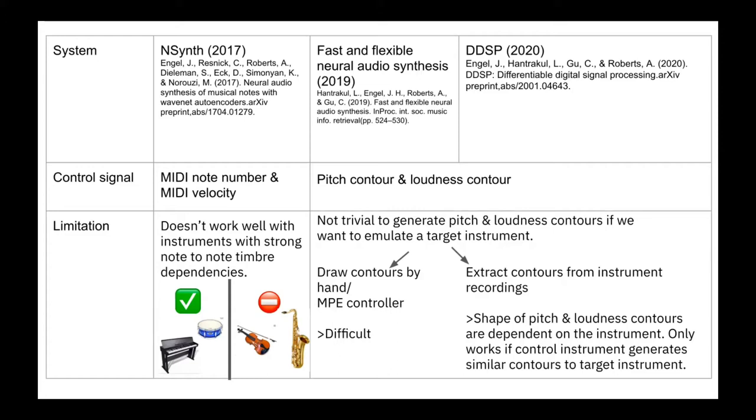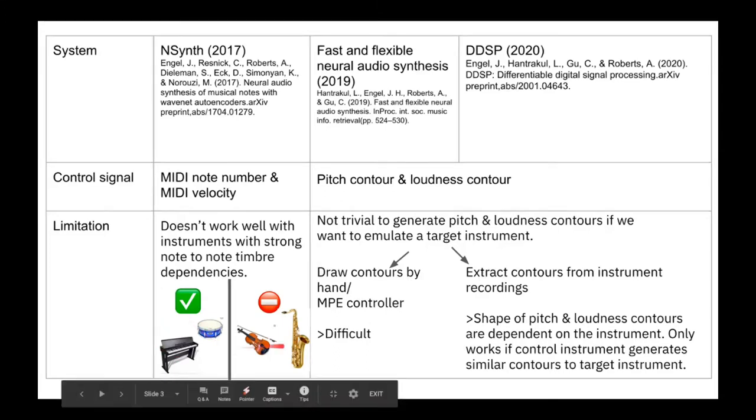However, if the shape of these pitch and loudness contours that we extract are not similar to the shape of the pitch and loudness contours of the target instrument, we will not get a very faithful emulation. So imagine that we take the pitch and loudness contours from a piano. We won't get a faithful saxophone emulation, no matter how good that synthesis model is.